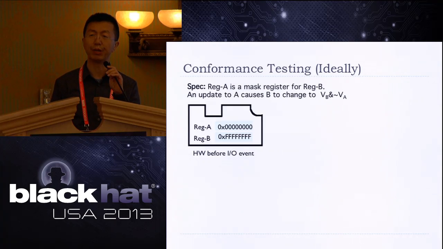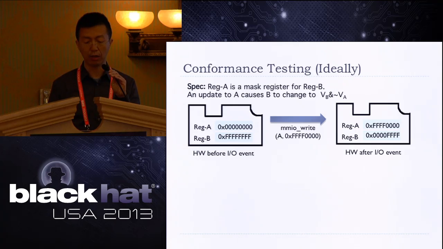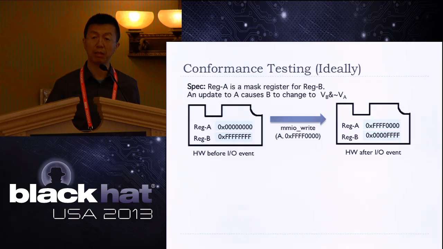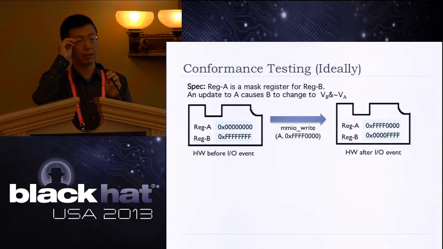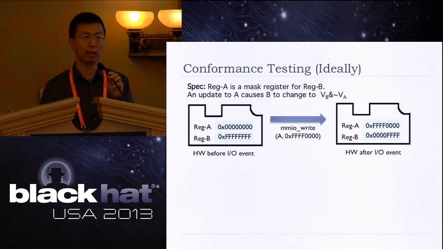Now, suppose you read the 2 register values at the beginning, and you also notice that there's an I/O event. This time, in this example, it is a memory-mapped I/O write of a value to the device. Then, if the device logic implements the write, you will have register A updated with the corresponding value from the write. And register B is also going to be updated based on the logic, because A is the mask of B.